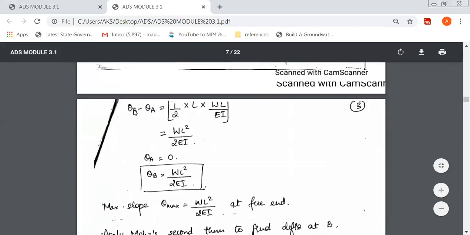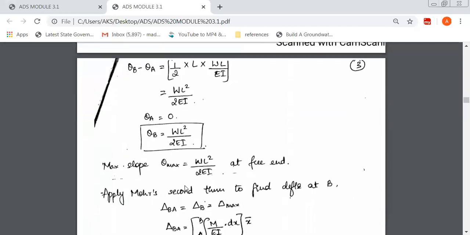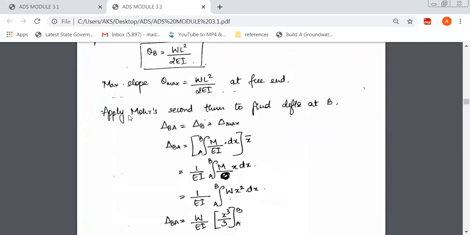Now, theta B is what you're supposed to find, and theta A, we know using the boundary conditions, is 0. So that's how theta A is equated to 0 and theta B is equal to WL square over 2EI. So we have found out this value. Theta B is the maximum value, and that's how it is WL square over 2EI at the free end. Likewise, we'll use Mohr's second theorem to find the deflection at B.